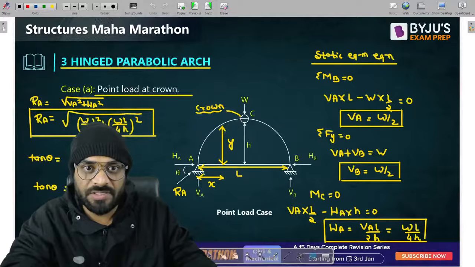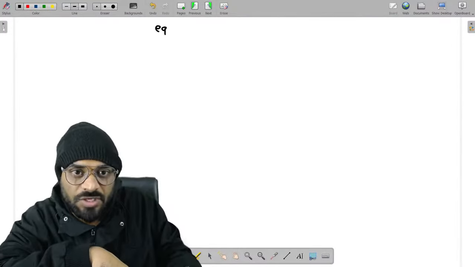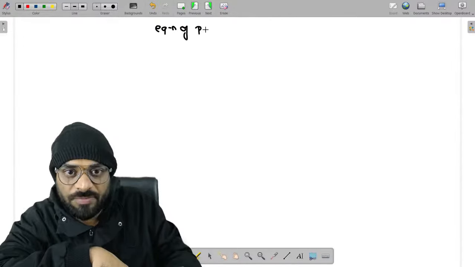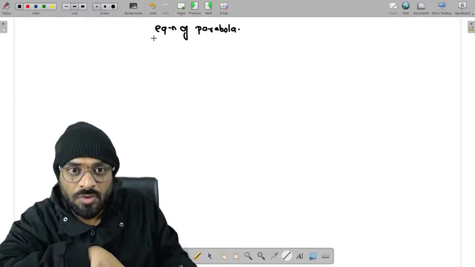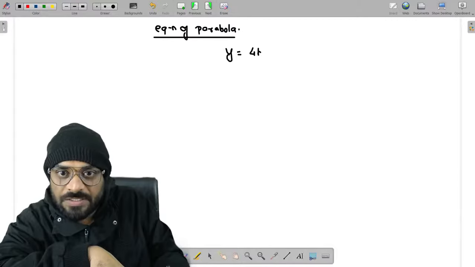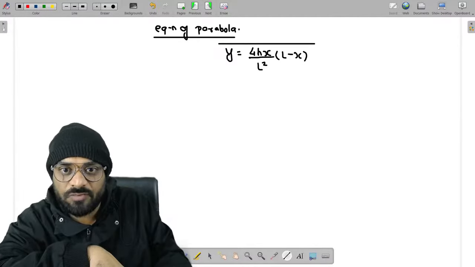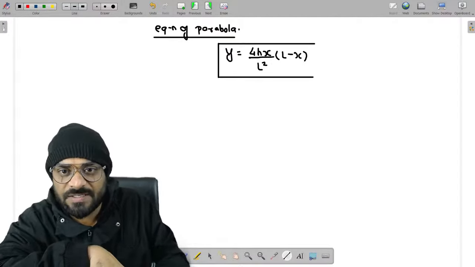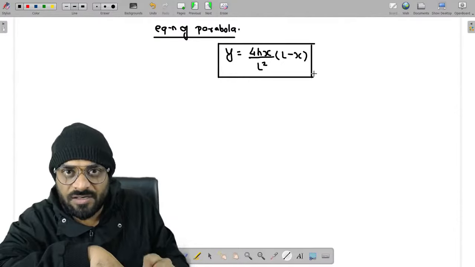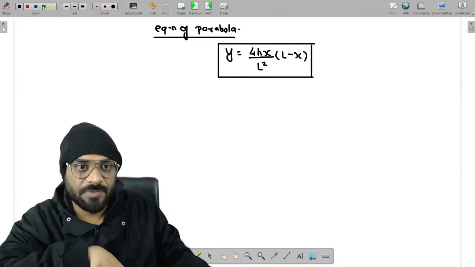Let's use a different slide so that we can use multiple colors easily. So guys, what is the equation of parabola? Y is equal to 4hx divided by L squared, times (L minus x). This is the equation of parabola in which y is the rise at any distance x, h is the central rise, L is the span value. Getting a point?